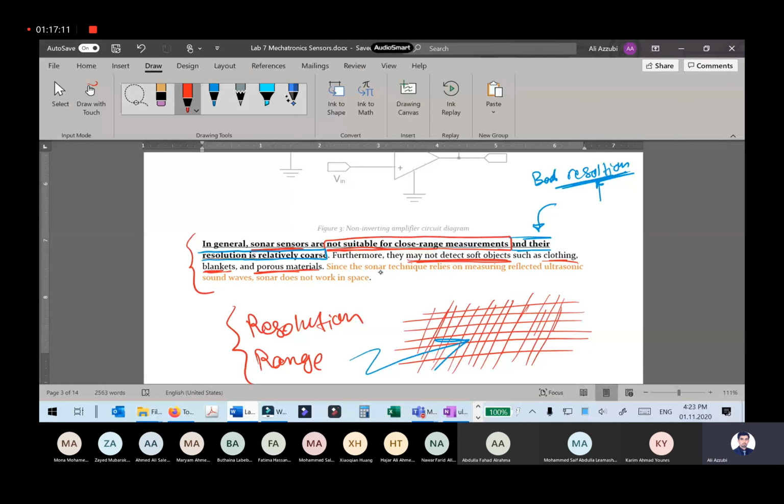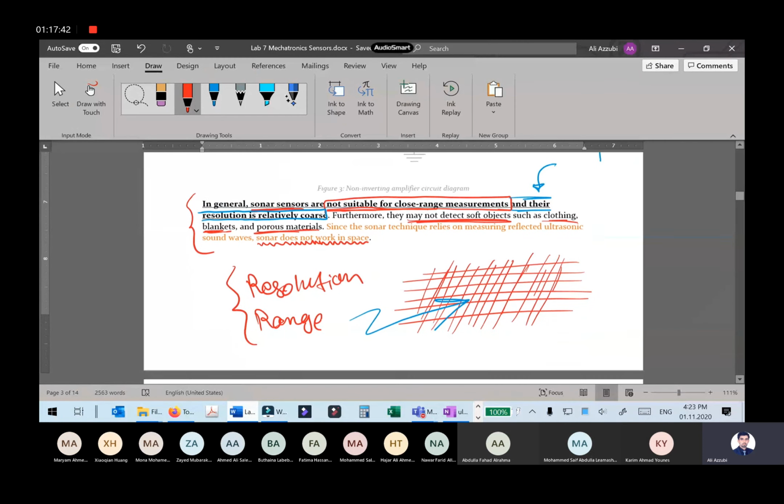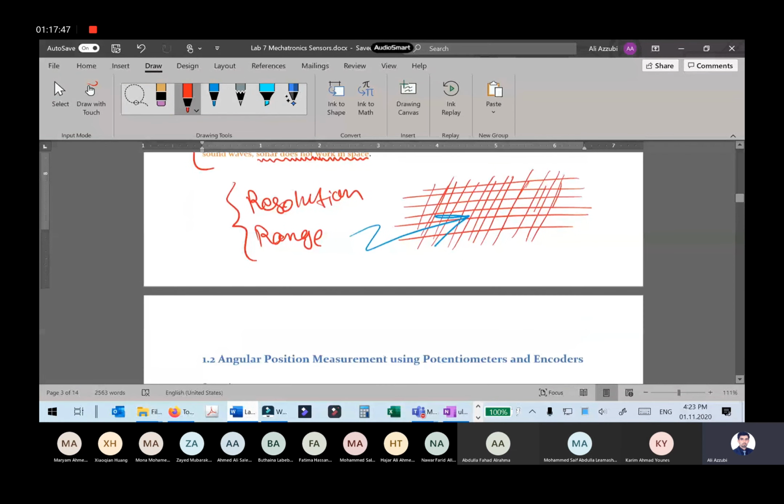Another limitation is this one. It's very tricky. Sonar sensors don't work in space. Can anybody tell me why? Why sonar sensors don't work in space? They need a medium to travel through the waves. Yeah, exactly. Because in space you don't have air, so basically there is no medium for the acoustic wave to travel. So this is another limitation and trick about these sensors.